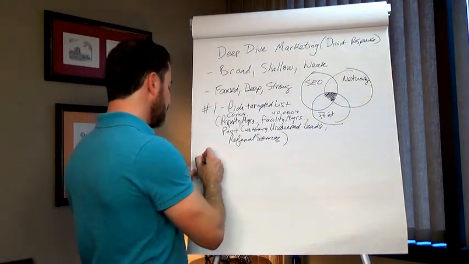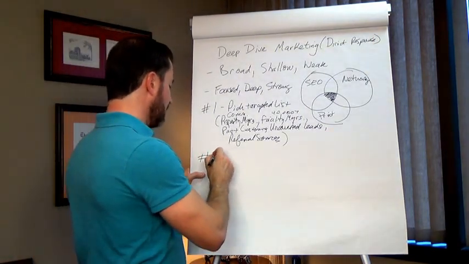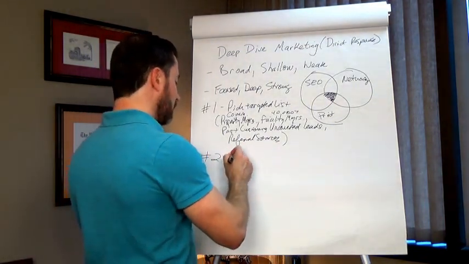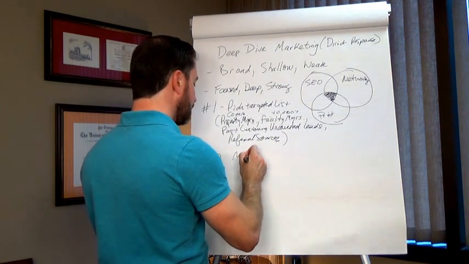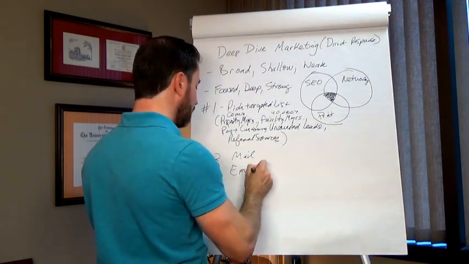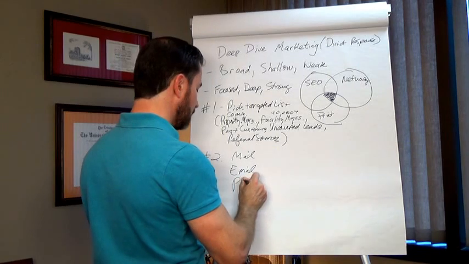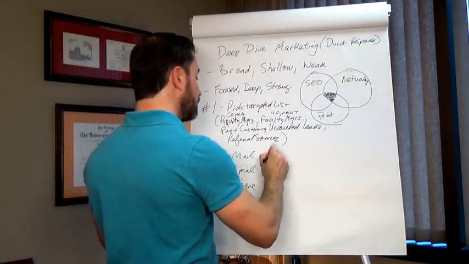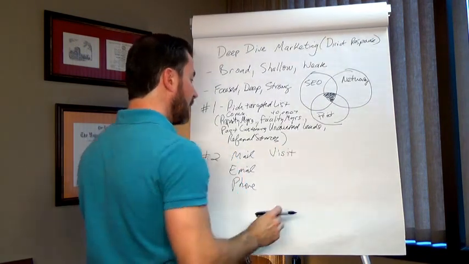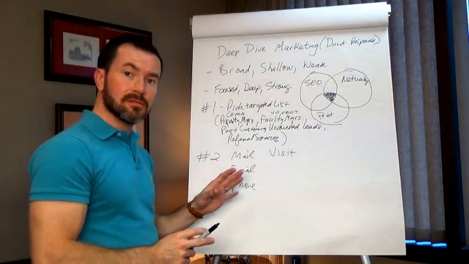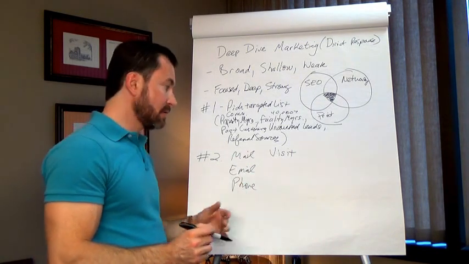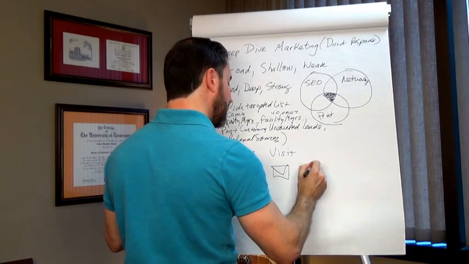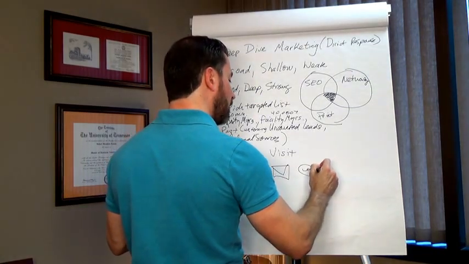We've only got 3 ways we can go after them, and number 2, we're going to do a multi-step, multi-medium campaign, which means we're going to use mail, we're going to use email, we're going to use phone, and in many of these B2B environments, we're going to visit them. And we're going to do this in maybe as many as 9 touches, where we're going to mail them, we're going to email them, we're going to call them on the phone.